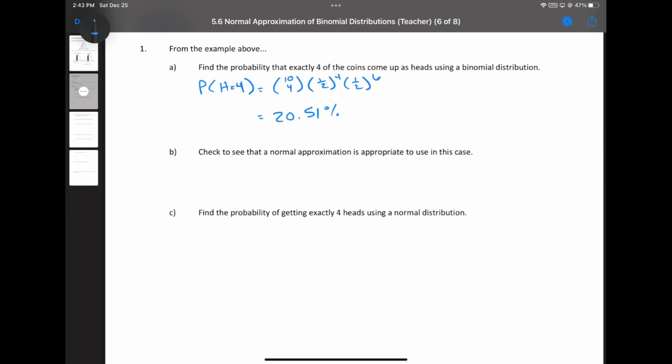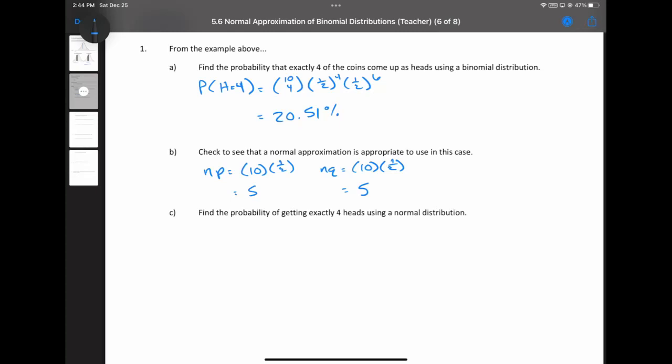So in this case, NP, well, we have 10 trials, probability of success is a half, that's equal to 5. And NQ is 10 trials, probability of failure, which is a half, is also equal to 5. Okay, so both of them meet the bare minimum to really use this approximation half decently.